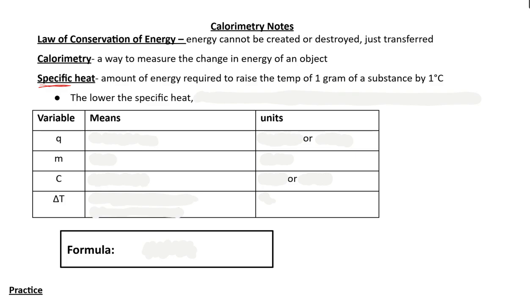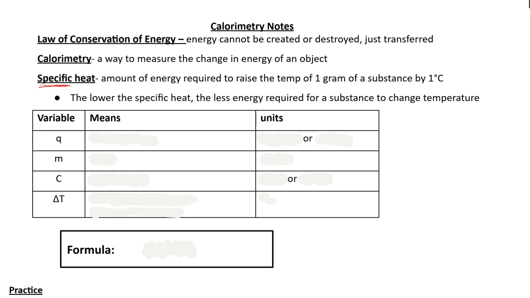So what I want you to get in your head is the lower the specific heat, the less energy is required for a substance to change temperature. Okay, so a low specific heat is something like a metal spoon. You give it a little bit of energy, it will heat up a lot. A wooden spoon has a high specific heat. It takes a lot of energy for that to change temperature.